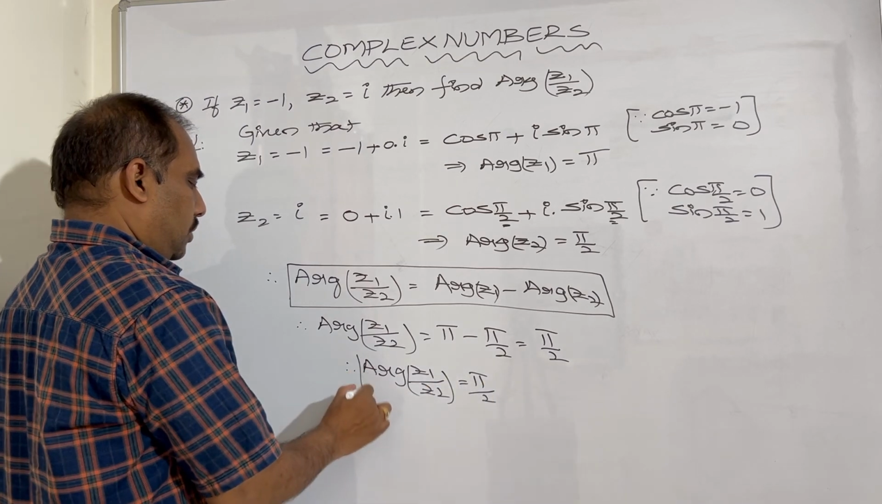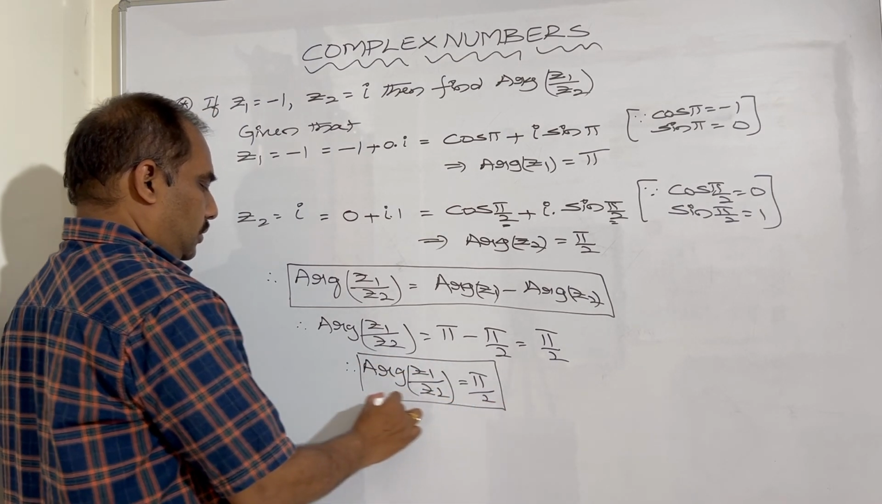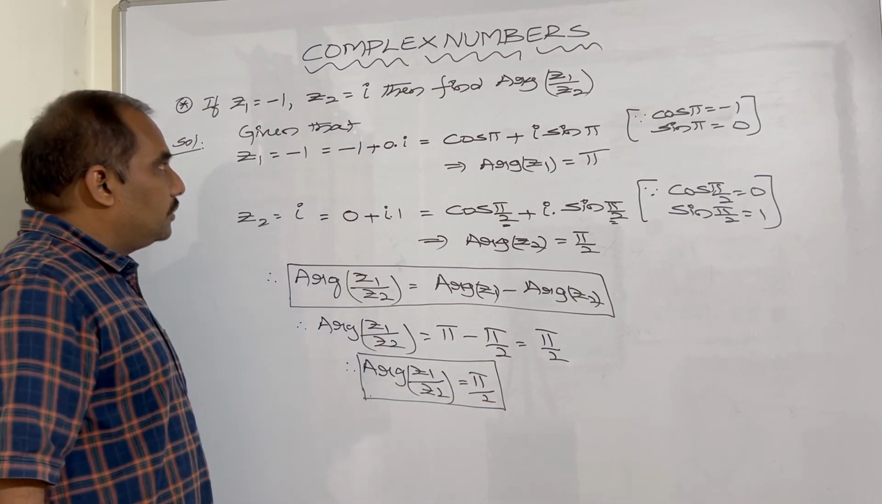So therefore argument of z1 by z2 is equal to pi by 2, like this we can prove.